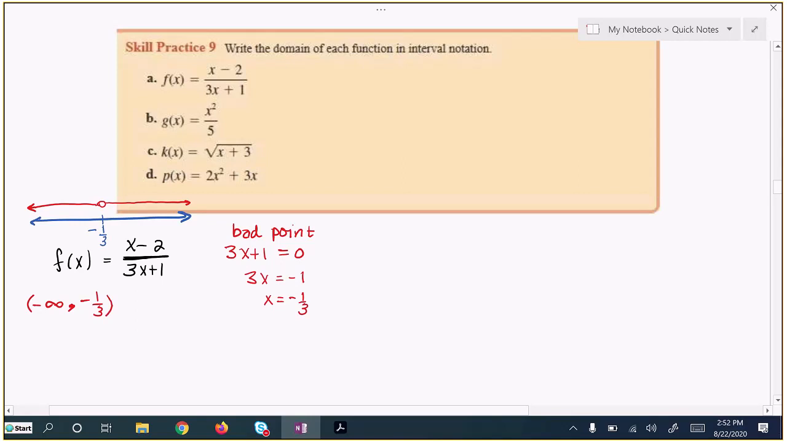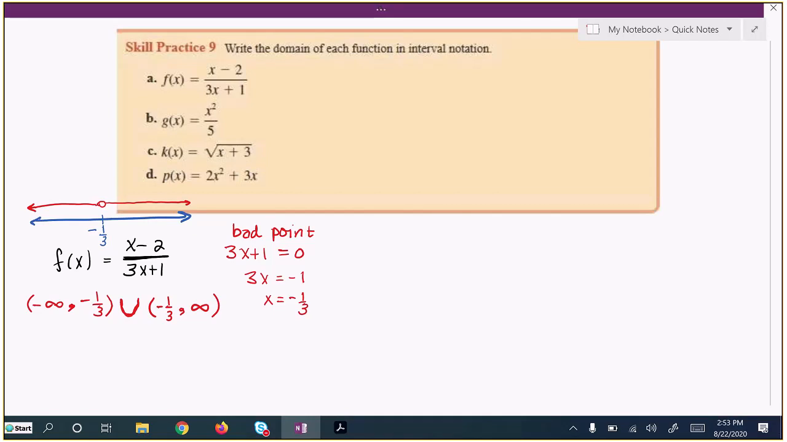But I also want to take everything starting at negative 1/3 and going up to positive infinity. That's all fine. So the way that we're going to denote both of these is with this symbol that looks like a U for the union. So this U symbol, which stands for union, indicates that it is both of these sets. We're combining these two sets. So that's all real numbers except for minus 1/3.